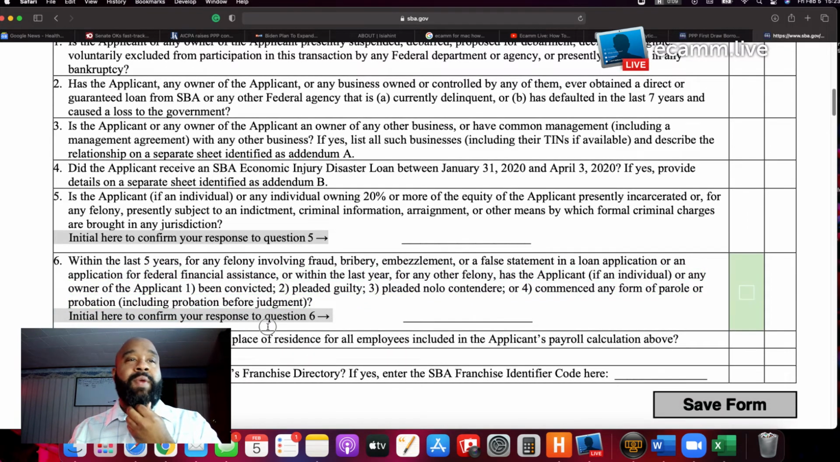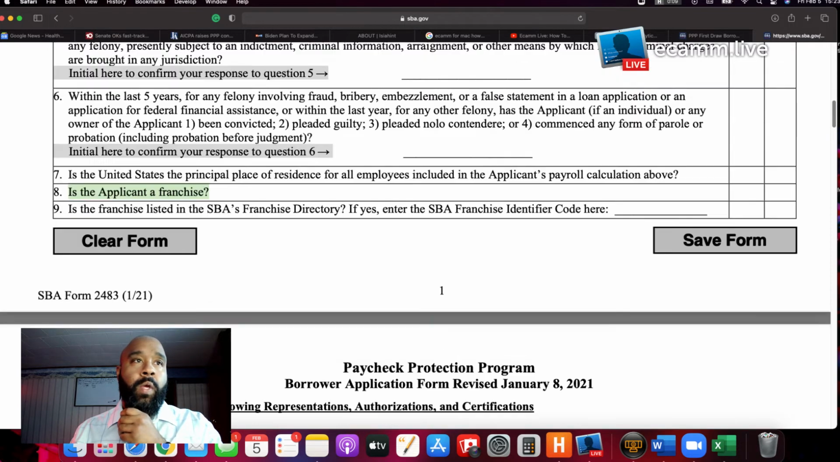You need to be from the United States. It needs to be your principal residence. Are you a franchise? Again, they want to make sure that people are properly using this loan for small businesses. So if you're a franchise and you own, say, a McDonald's, they want to be sure. This is not necessarily going to disqualify you, but your life is easier if these are all no. Is the franchise listed in the SBA's franchise directory?